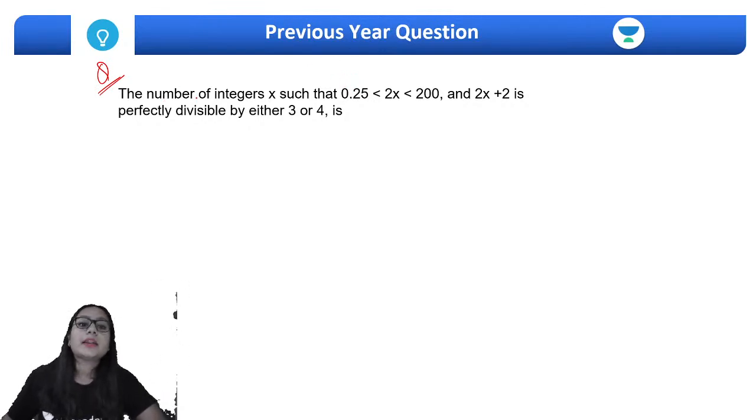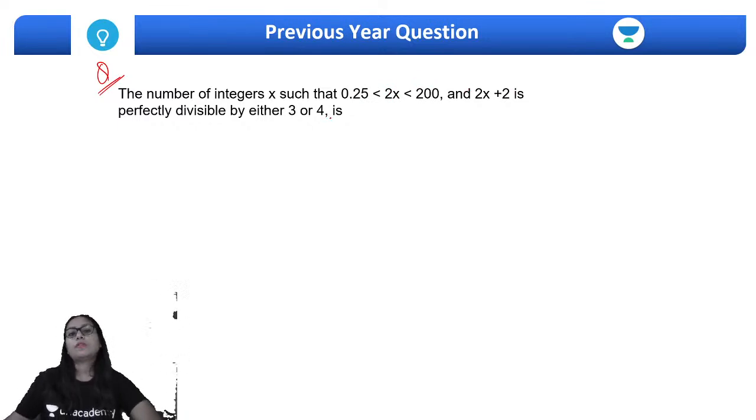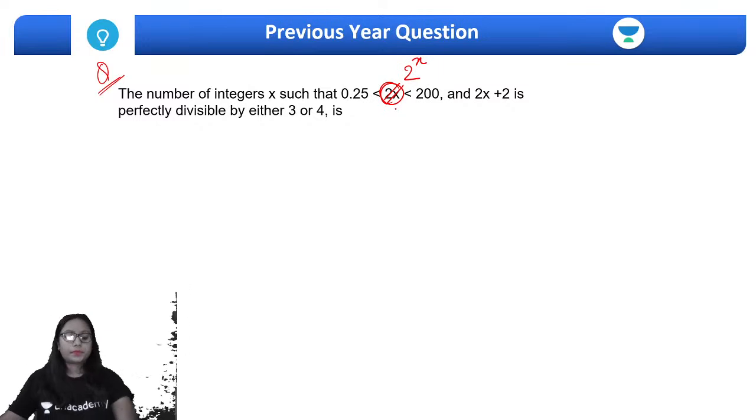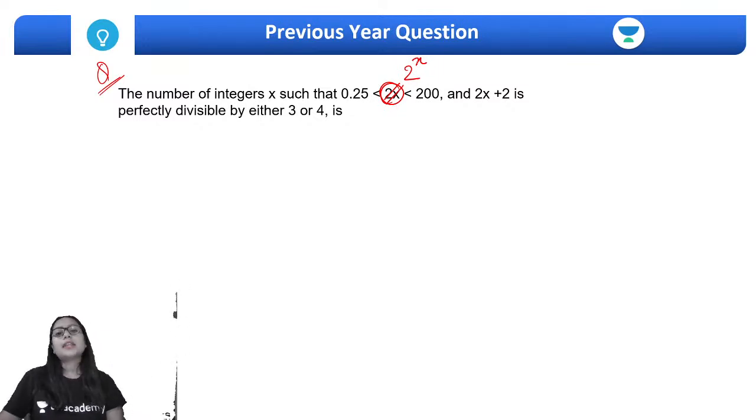So we have to find the number of integers x such that 0.25 is less than 2^x is less than 200, and 2^x + 2 is perfectly divisible by 3 or 4. Now this is not 2x actually. Just change it to 2 raised to the power x. Okay, this is 2 raised to the power x, x is in the exponent.